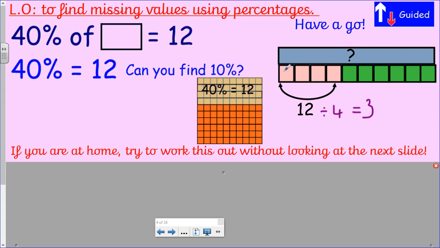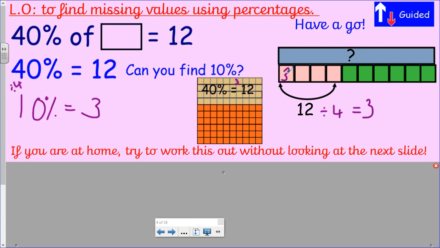So that means that this 1 square here is 3. That 1 square there is 10%. It works mathematically if you think about it. From 40% to 10%, we would divide by 4. 40 divided by 4 is 10. So if we just divide this by 4, 12 divided by 4 is 3, then we've found 10%. So one row on here is 3.